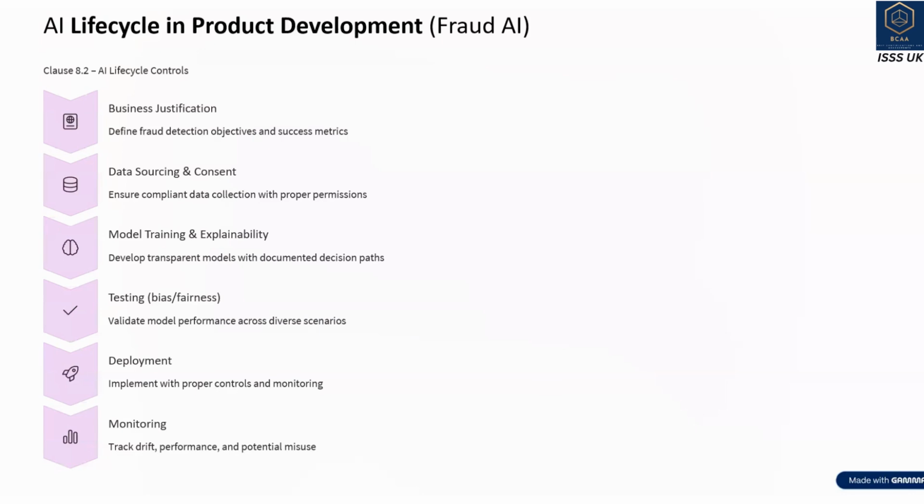Once you have the data, it has to go through model training. Model training and explainability: develop transparent models with documented decision paths. It's not only that we have to create the models, but what is important is to document and provide the reasoning and explainability of why this model has been prepared, what is the path of the workflow, what is going to be the outcome, right? And if this outcome is not as we originally predicted, then what is the mitigation or control strategy?